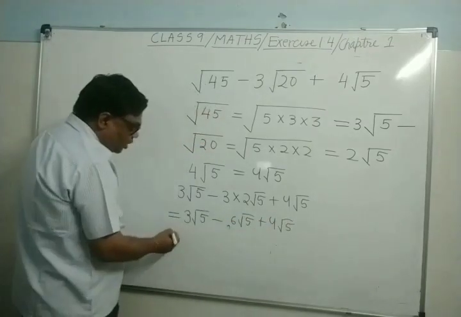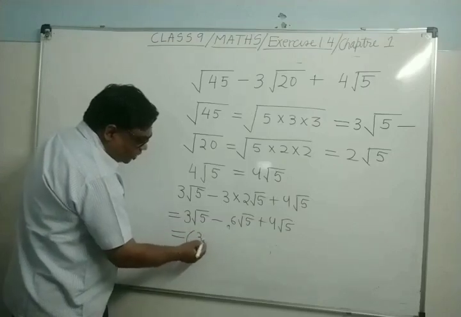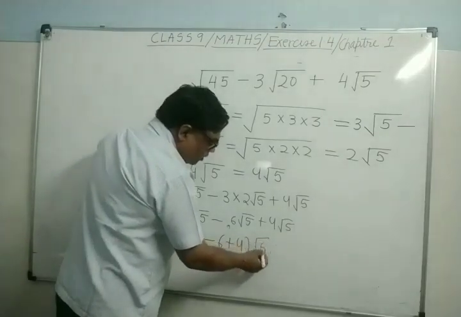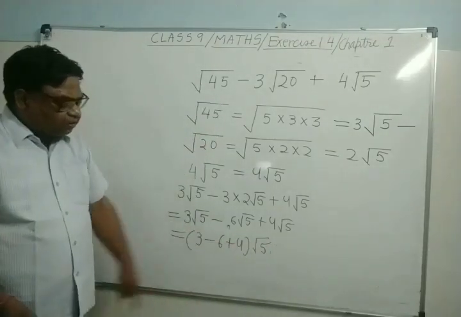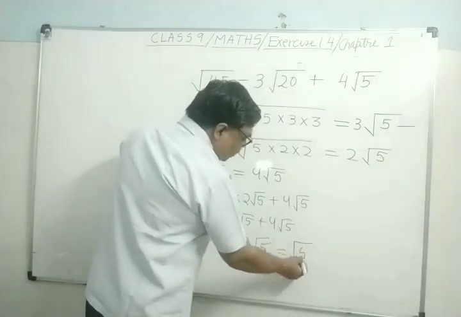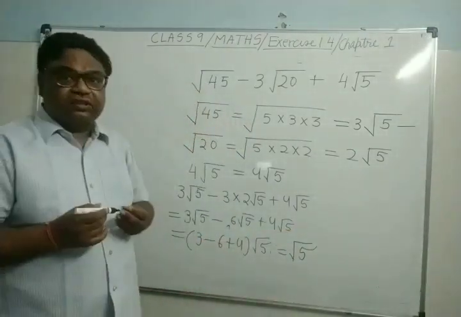So root 5 you can take out common. When you take out common, 3 minus 6 plus 4, root 5. So what is this? 3 plus 4 is 7, 7 minus 6 is 1. So it will be simply root 5. This will be the answer. It's clear?